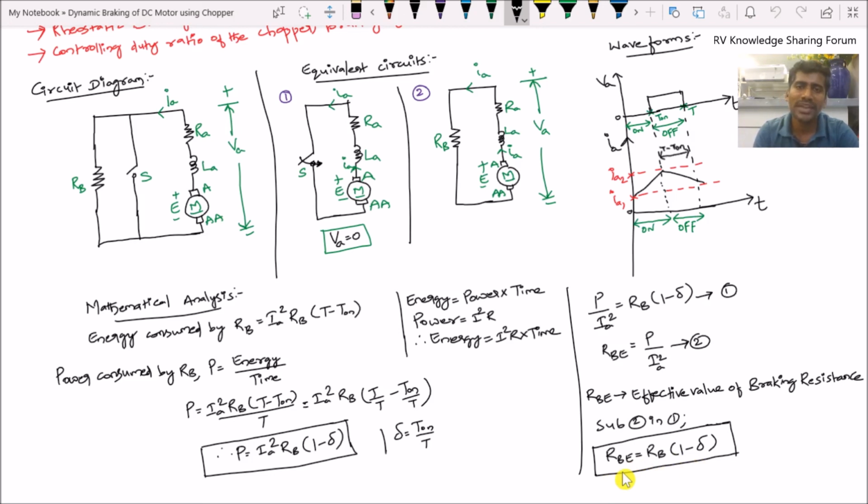By controlling the duty ratio of the chopper, we are able to control the braking power which is required for the braking of a DC motor.